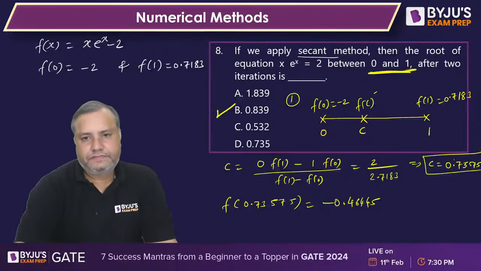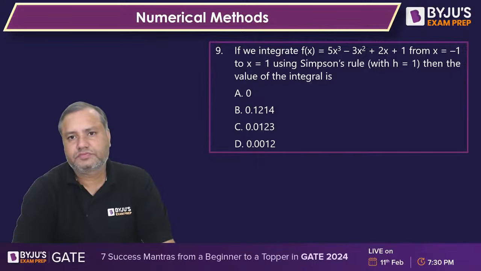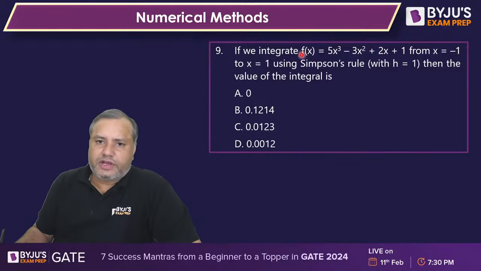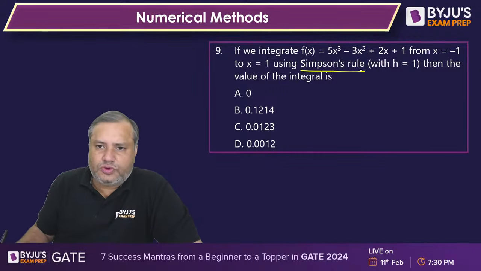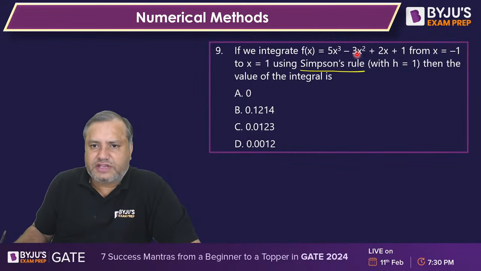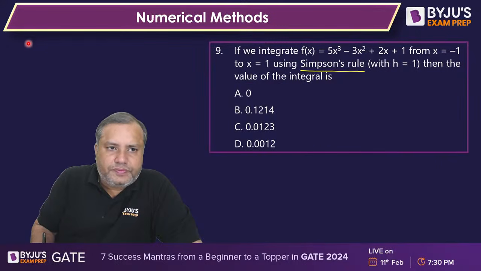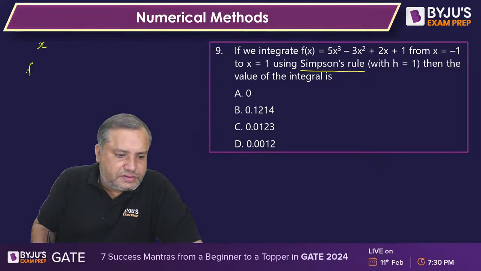Next question. So this is the question of numerical integration. Here we are supposed to apply Simpson's rule. So f of x is given. Range of integration is from -1 to +1. Okay. So, values of x and f of x.